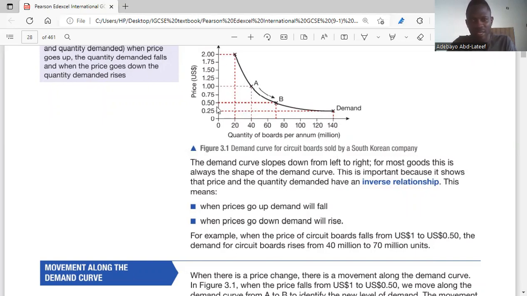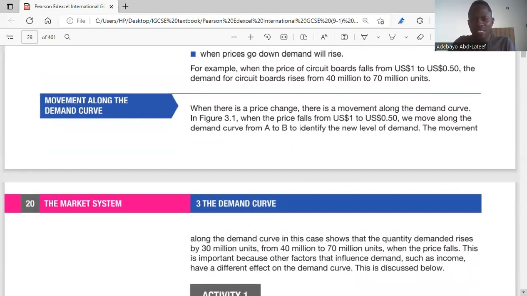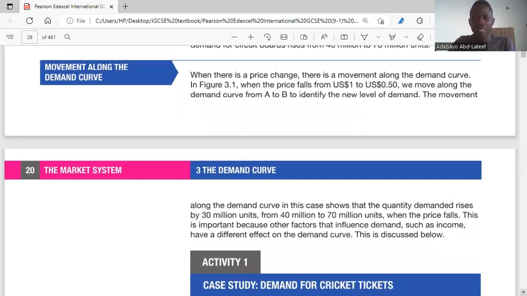So look at it here. As the price falls from 1 to 0.5, the quantity demanded increases from 40 to 70. Do you get it? So that is what they are talking about, the inverse relationship. When the price goes up, the quantity demanded falls. When the price goes down, the quantity demanded increases. Is that clear? Right. We move on. So they say when there is a price change, there's a movement along the demand curve.